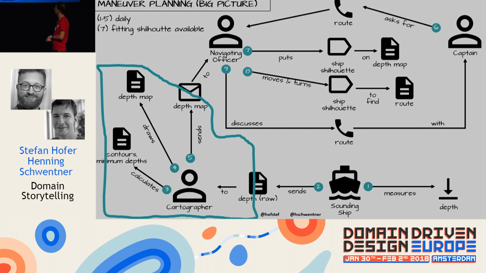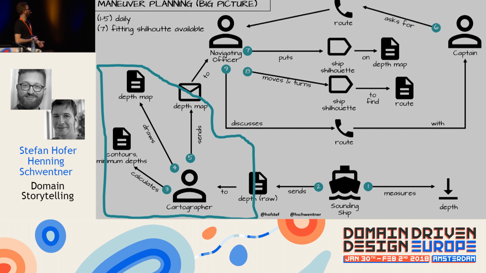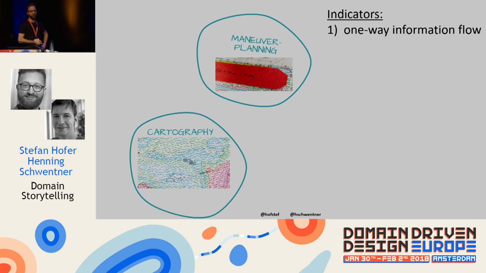Okay, so our first indicator is a one-way information flow. You saw that there's one piece of paper, one document, the depth map, that is exchanged in one direction, but there's no information flow back to the cartographer. Such a one-way information flow is a typical indicator for context boundaries. But there are more indicators in this story.